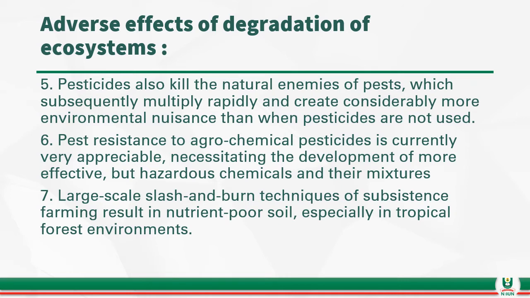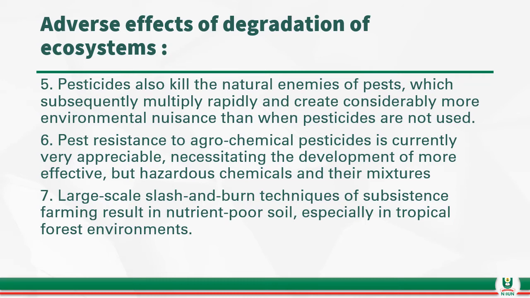Adverse effects also continue, and the fifth point is that pesticides also kill the natural enemies of pests. So when you are killing the pest of a crop, you are also killing the natural enemy of that pest, because some insects feed on other insects. Some insects feed on the insects that you want to control, and they don't even destroy the crop. So when you use pesticide on the crop, you are killing the insects you want to control and also killing the natural enemies of such pests.